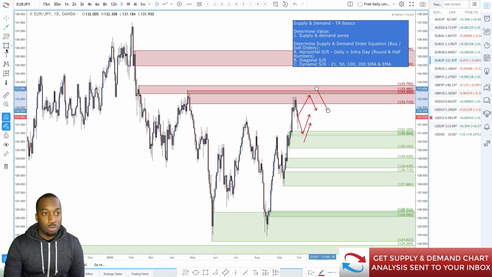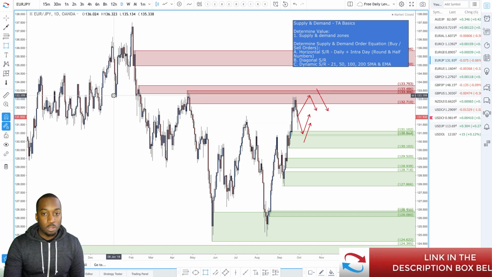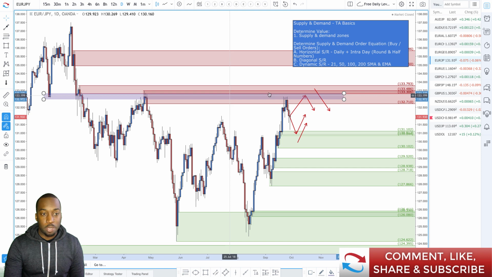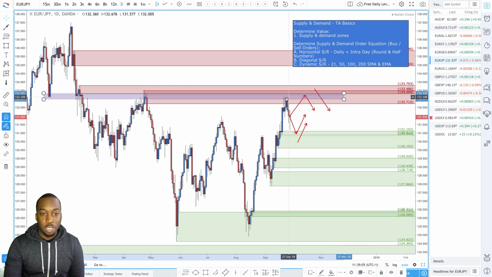Again, you've got confluence of horizontal support and resistance within that area. So if you did get short on this currency pair, you can start to see forced and willing supply, the equation take effect, right? Profit taking going on, new traders getting in, etc., right?